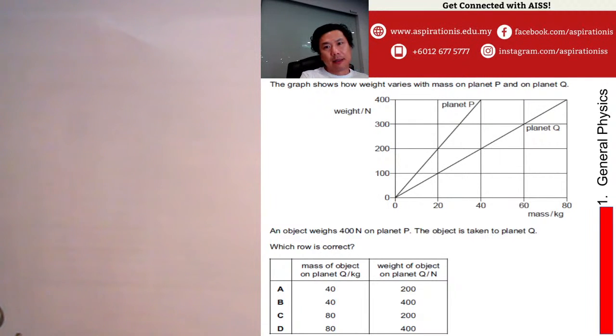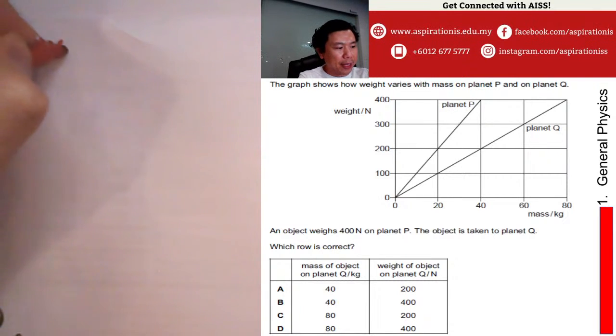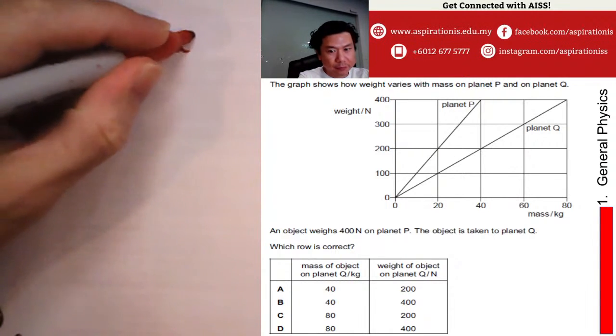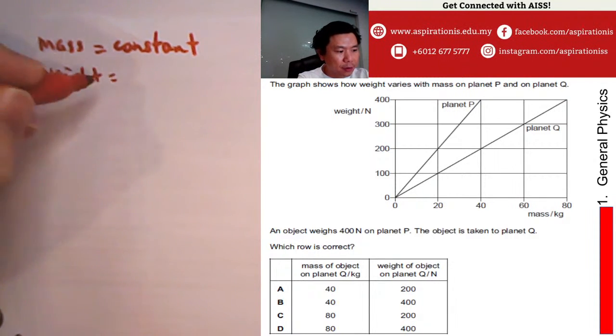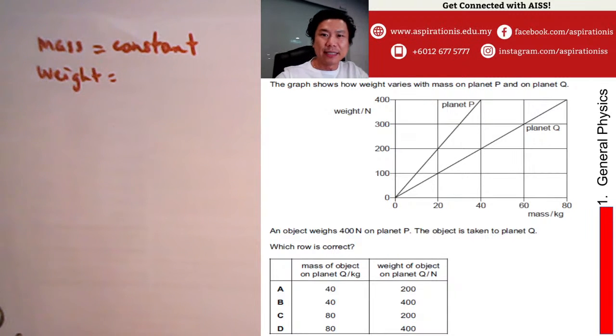Now, looking at this question, what is the theory behind this question? We know that mass is constant, but weight. Now, what does weight depend on? Write the answer in the live chat. What does the weight depend on? I hope you know that they are not the same thing, okay? They are not the same thing.